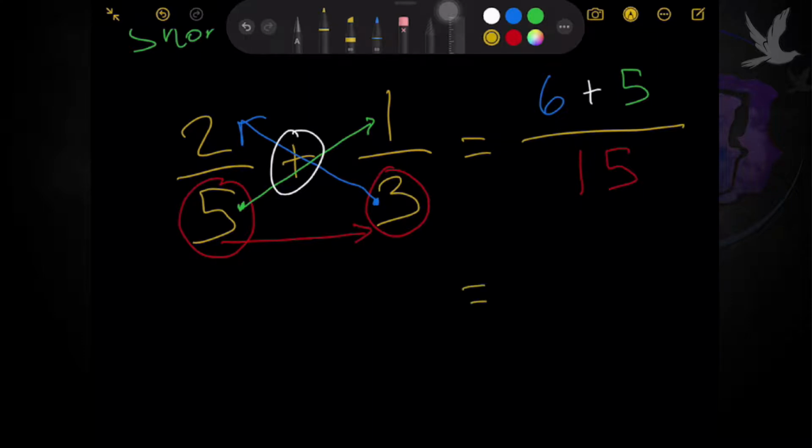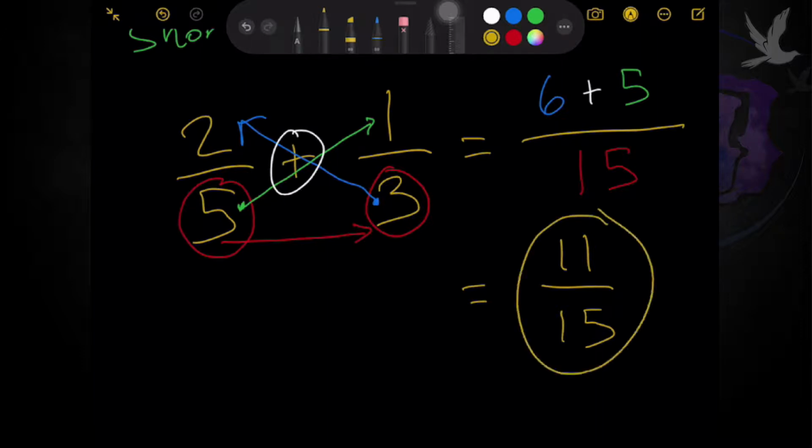So this will now give us, what is 6 plus 5? 6 plus 5 is equivalent to 11. And your denominator is just the same, 15. So 2 over 5 plus 1 over 3 is equivalent to 11 over 15.